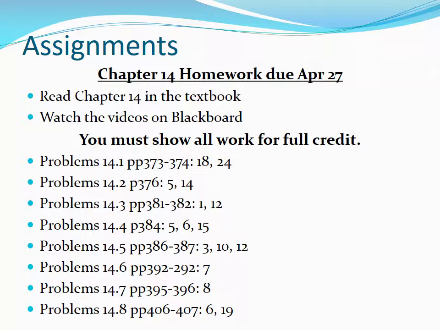Your assignments are to read Chapter 14 in the textbook. Your homework assignments are due April 27th.